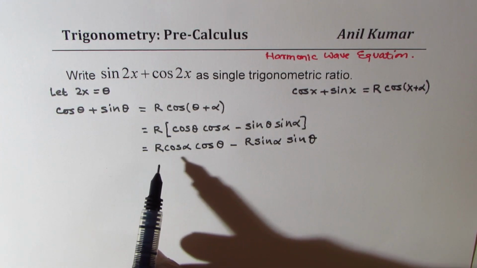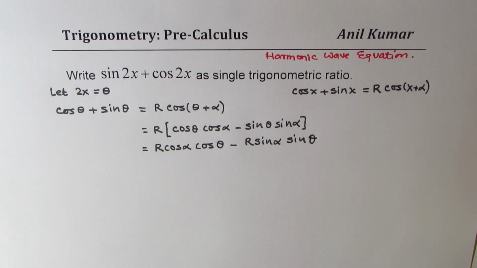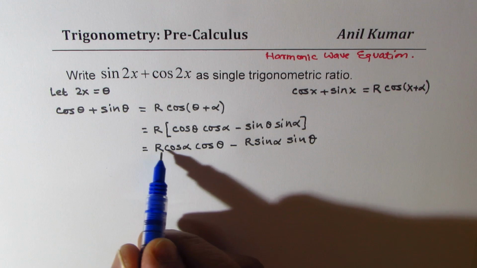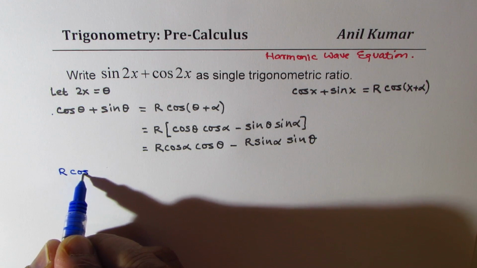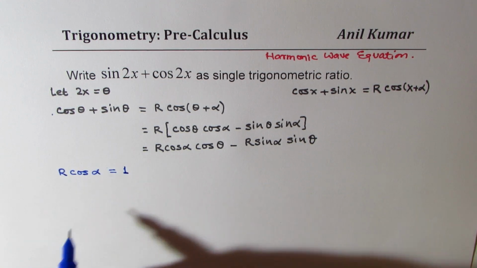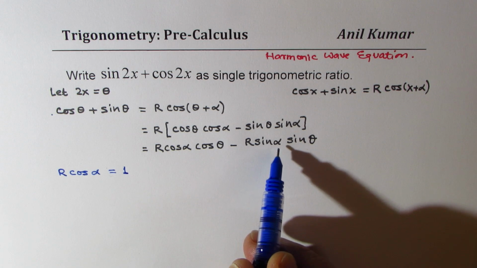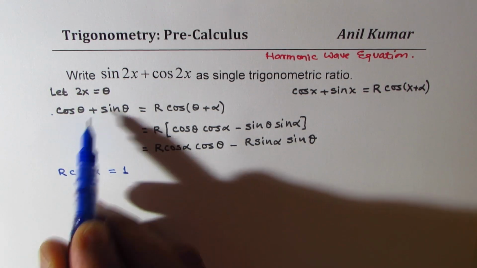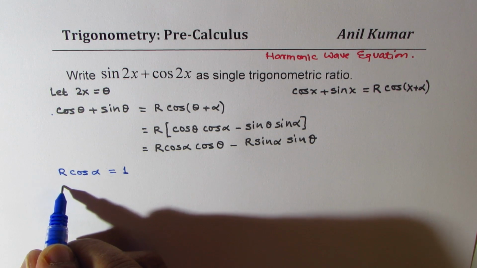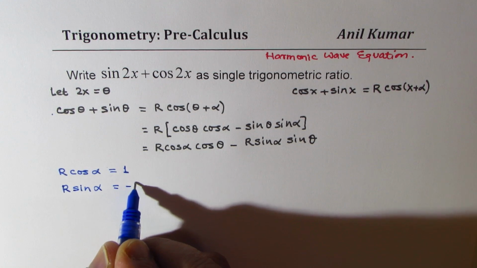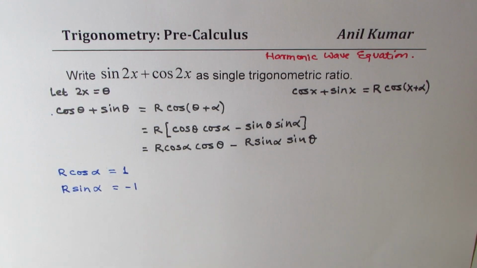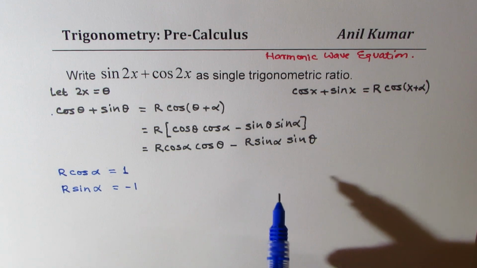Now it becomes very obvious, right? So if you compare the left side with the right side, what do you get? You get r cos alpha should be equal to 1, right? So from here we could write r cos alpha equals 1, and minus r sin alpha is also equal to 1. Or you could write this as r sin alpha equals minus 1, correct? So this is by comparing left side and right side.